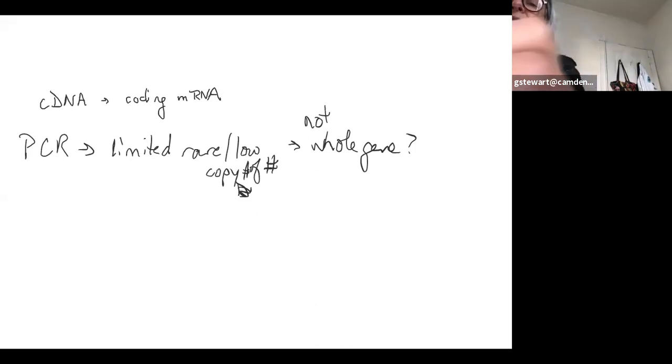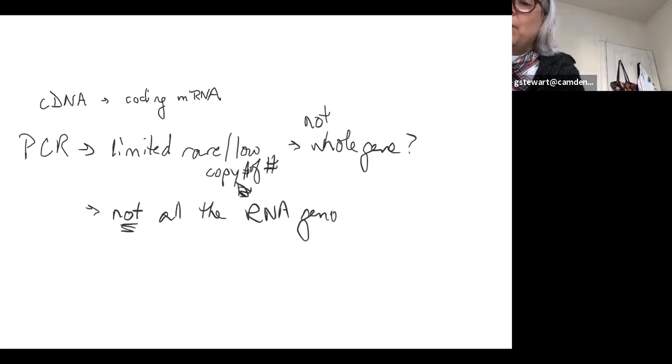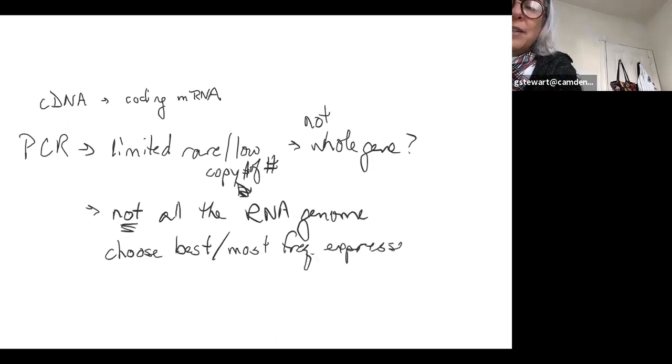So think about, in terms of this virus, we aren't doing PCR. The test is not testing for all the RNA genome that the virus has. We have to pick, and you pick the one that's going to be best or most frequently expressed, meaning expressed into protein. And so we're going to pick, I think they chose the spike protein.